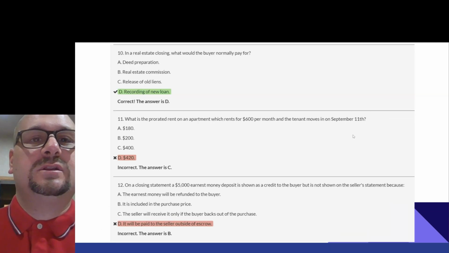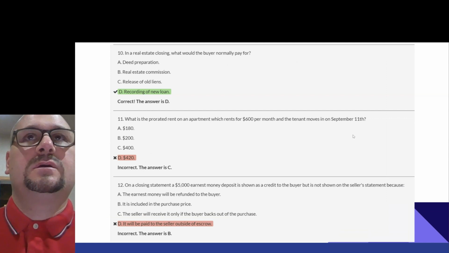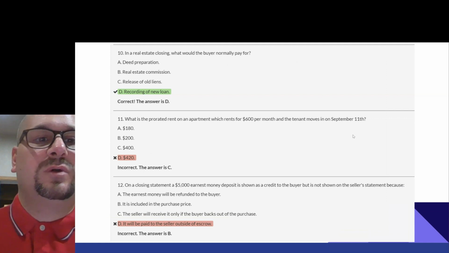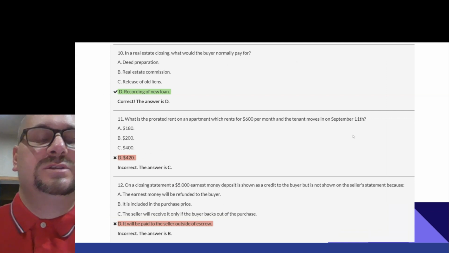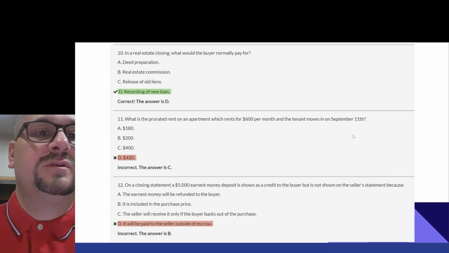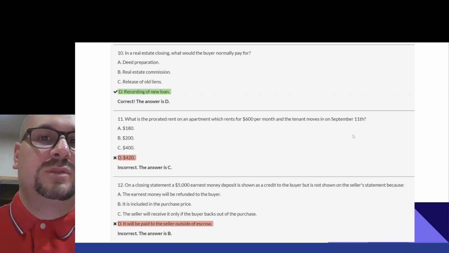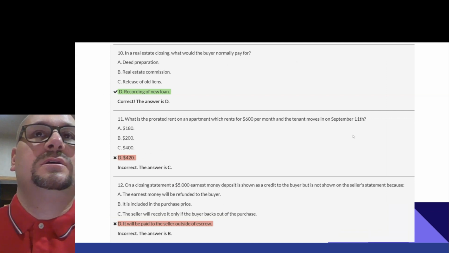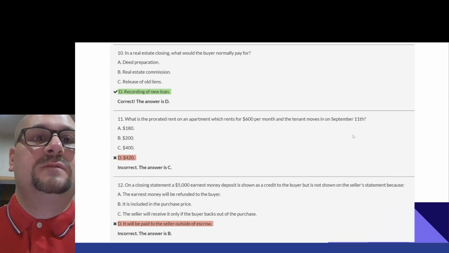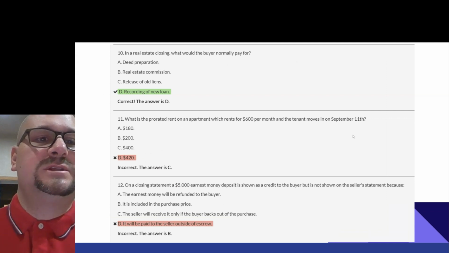In a real estate closing, what would the buyer normally pay for? Answer is D. Recording of new loan. The buyer's normally going to pay for recording of a new loan. Are they going to pay for the deed preparation? No. Real estate commission? No. Release of old liens? No.